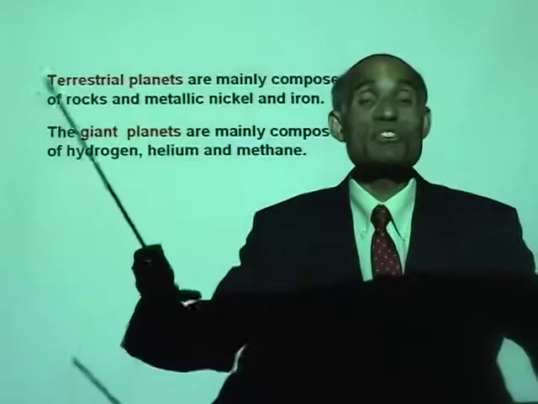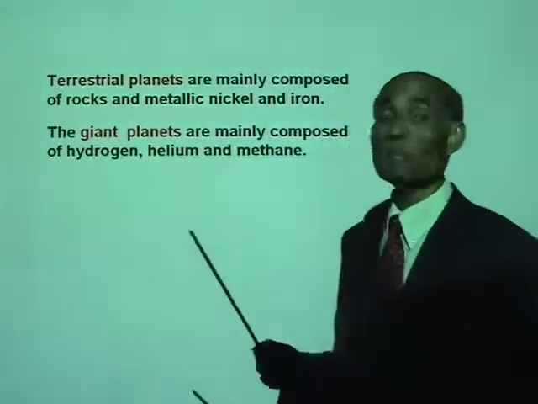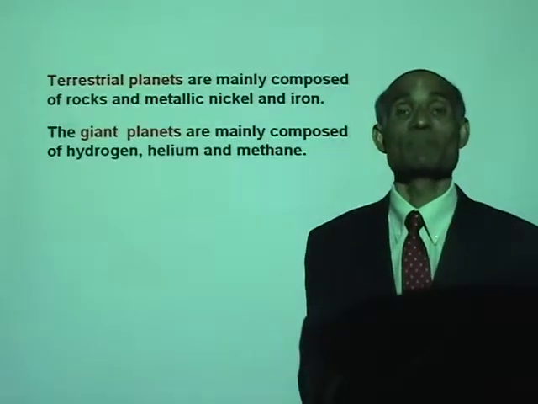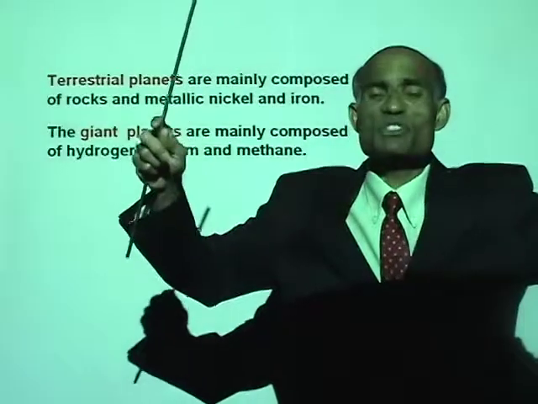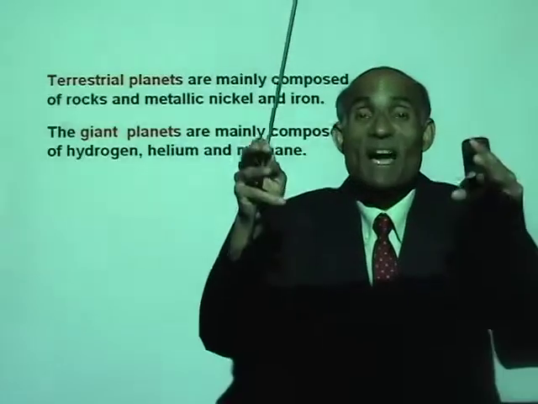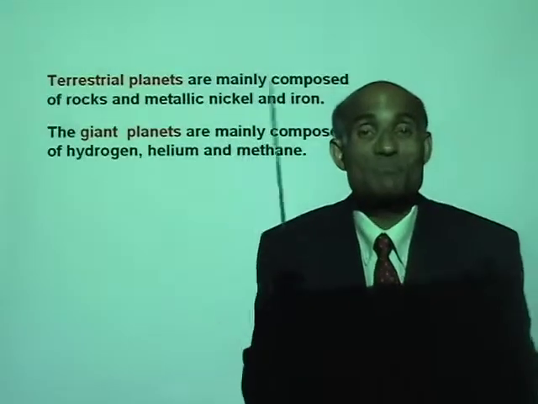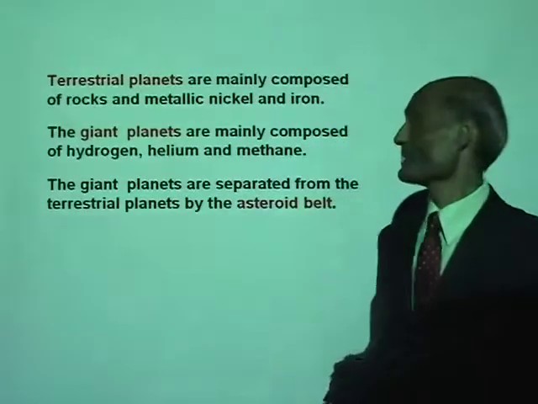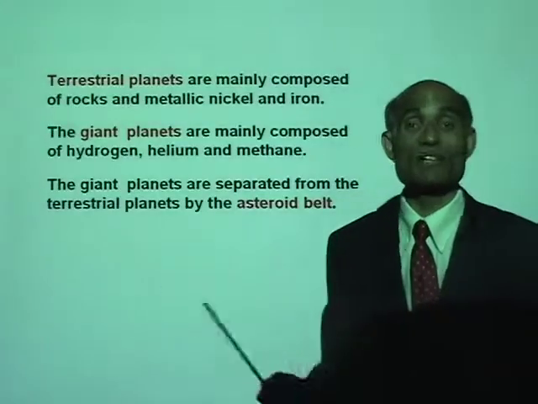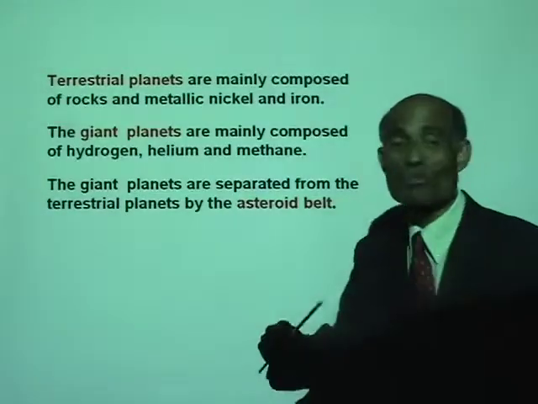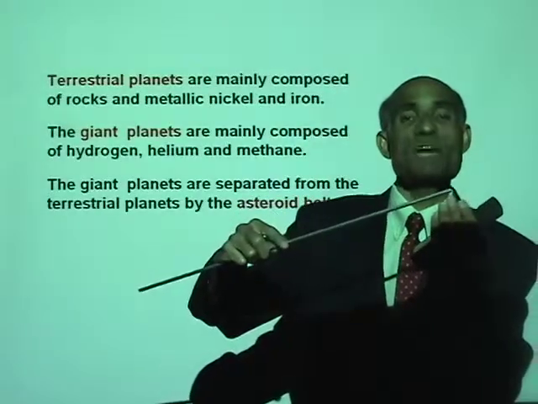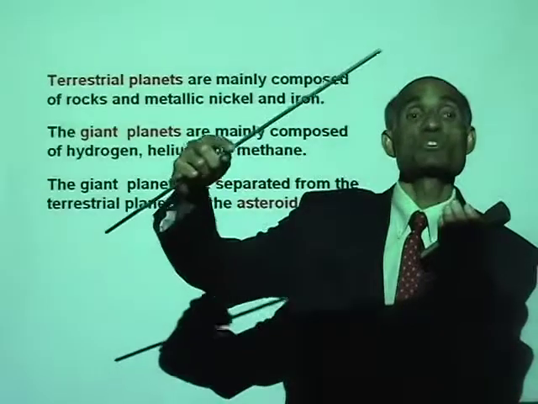Whereas the giant gas planets are composed mainly of gases, hydrogen, helium, and methane. So these giant planets have almost the same makeup of stars. But because they didn't have enough mass, they haven't become stars on their own right. Now the giant planets are separated from the terrestrial planets, I showed that to you, by the asteroid belt. Now, where is the asteroid belt? Asteroid belt is the space between Mars and Jupiter.